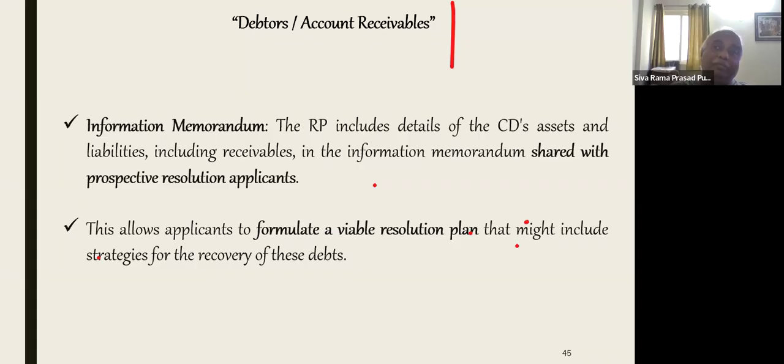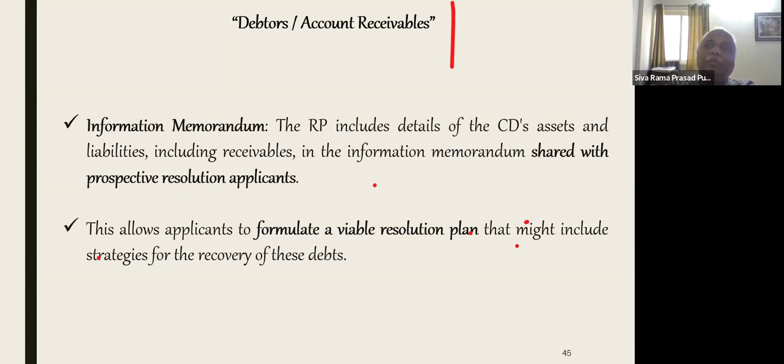But sometimes the debtors list may not be available. Mostly it is available either in ERP or as a list of debtors in the computer system. Get that information. This allows the applicant to formulate a viable resolution plan that might include a strategy for recovery of these debts.